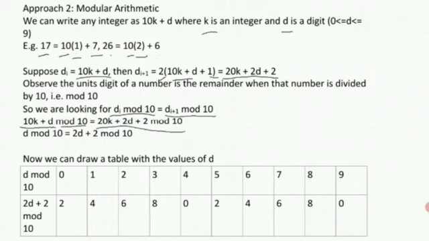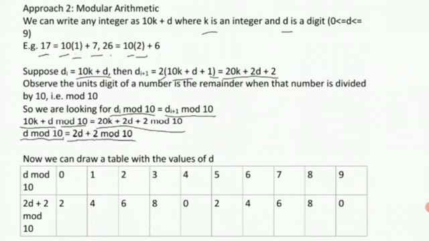Here in mod 10, we see that 10k will always be divisible by 10, so the remainder will always be 0. So on the left-hand side, we're left with just d mod 10. Similarly, on the right-hand side, we see that 20k is always divisible by 10, so the remainder will be 0. That means the right-hand side will turn into 2d plus 2 mod 10.